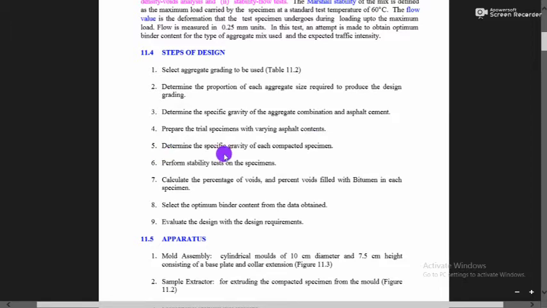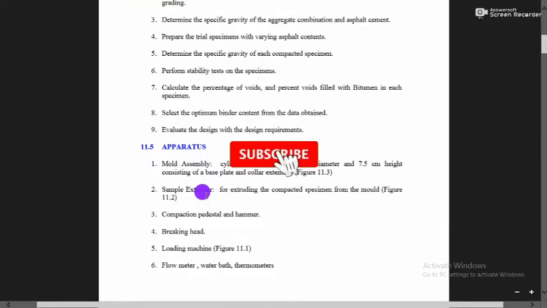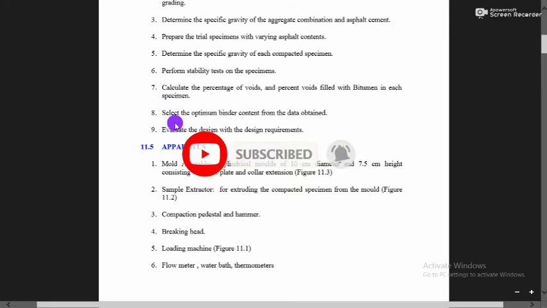5. Determine the specific gravity of each compacted specimen. 6. Perform the stability test on the specimens. 7. Calculate the percentage of voids and percent voids filled with bitumen in each specimen. 8. Select the optimum binder content from the data obtained. 9. Evaluate the design with the design requirements.